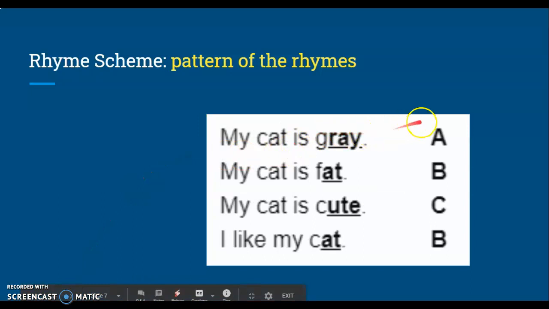And then we have this last one, the A, B, C, B rhyme scheme. Why? Well, because gray doesn't rhyme with any of these words, so it's the only A. Line 2 and 4 rhyme, so they are both B. And line 3 is a C all by itself because it doesn't rhyme with any of the other lines.